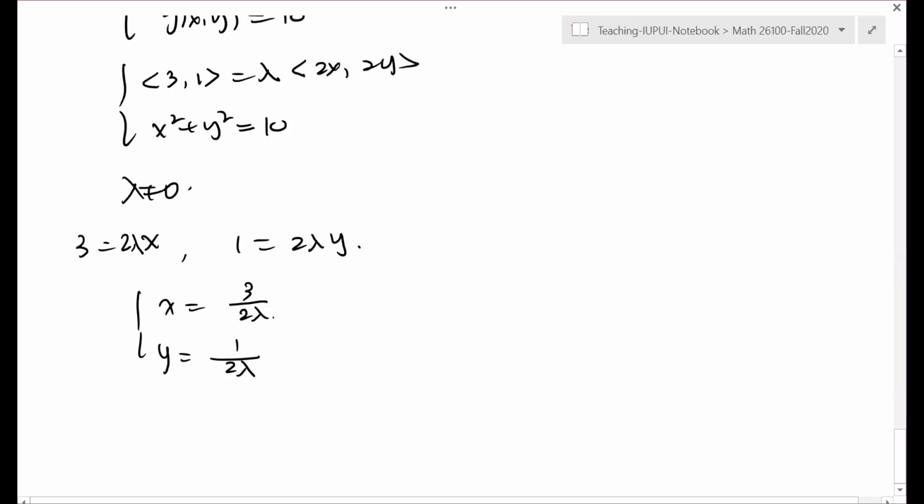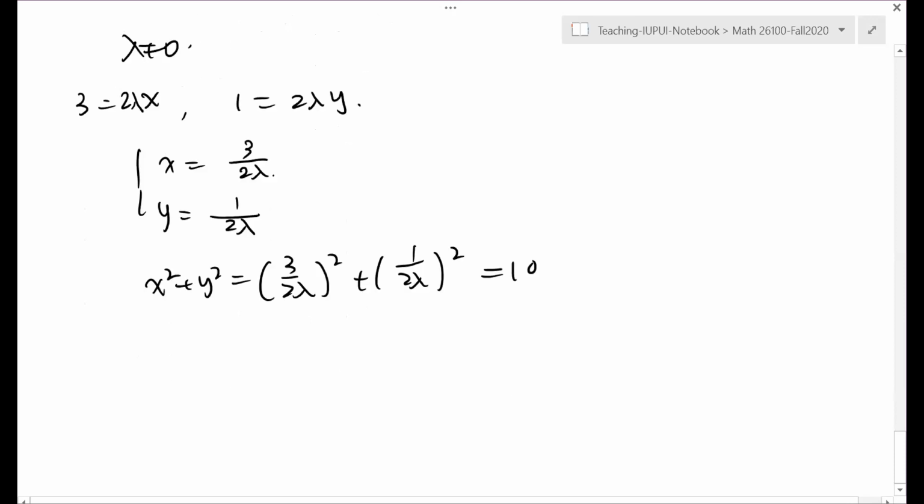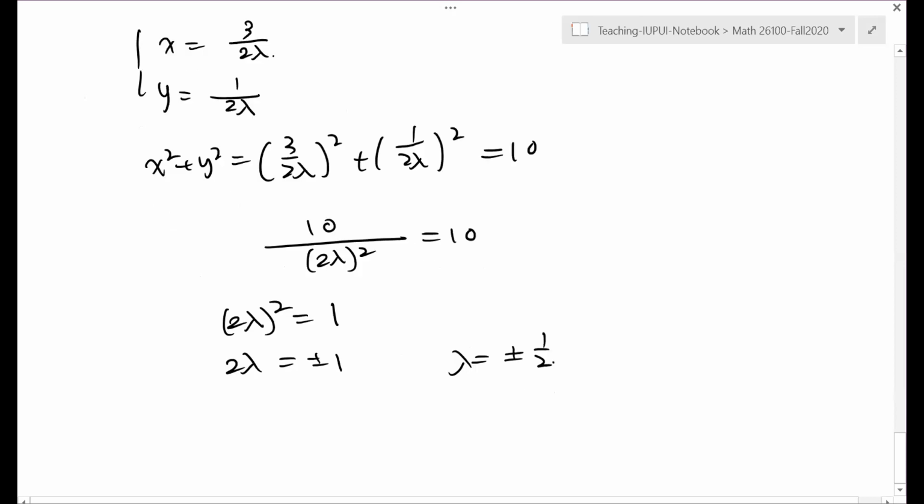Now we can put this into the second equation, x squared plus y squared. You get (3 over 2 lambda) squared plus (1 over 2 lambda) squared. This should be equal to 10. What do we get? The numerator is going to be 10, the denominator 2 lambda squared, equals 10. So then 2 lambda squared equals 1, 2 lambda equals plus or minus 1. So lambda equals plus or minus 1/2. So we not only determine lambda, we also determine x and y in this case.